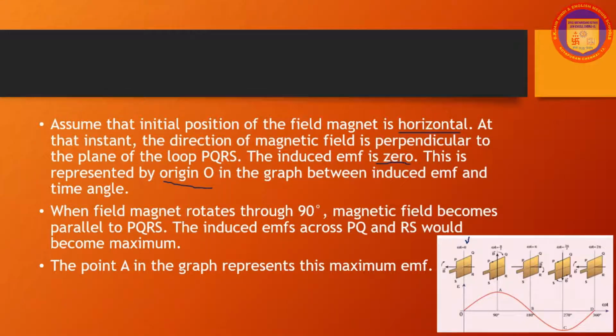When the field magnet is rotated through 90 degrees, the magnetic field becomes parallel to PQRS. The induced EMF across PQ and RS would be maximum.